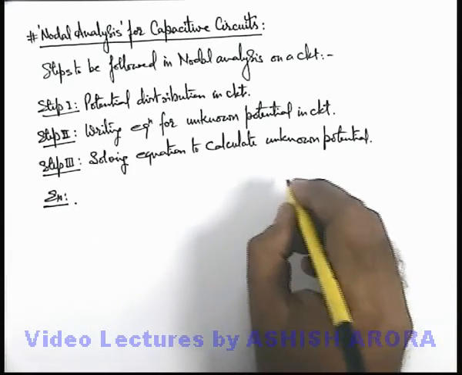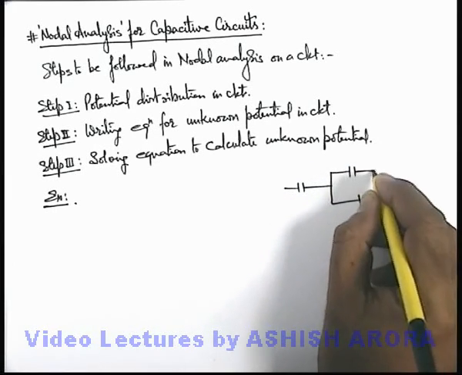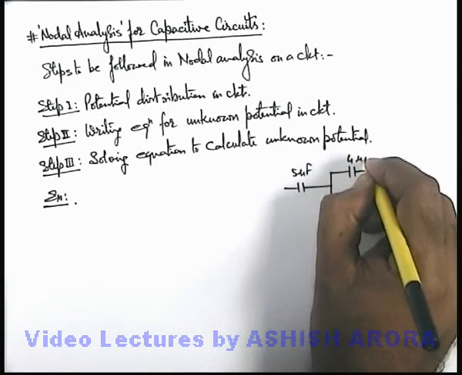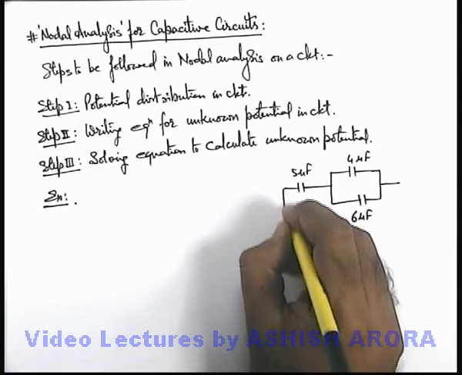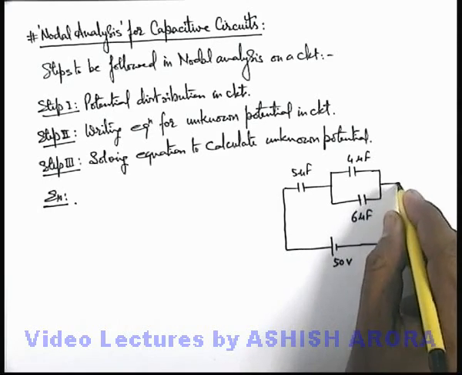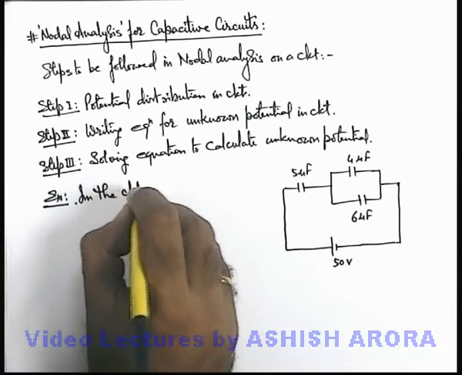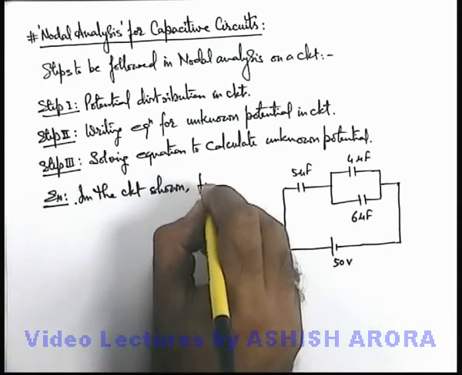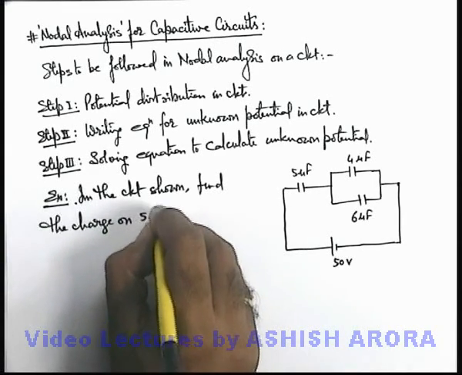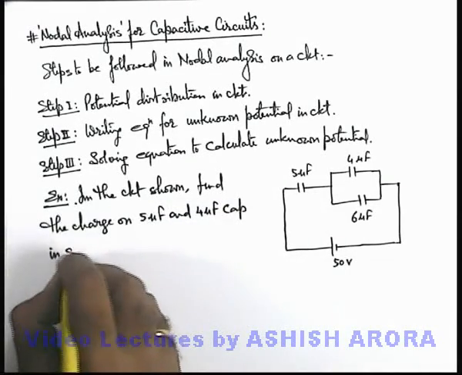Say we are given a capacitive circuit which I am drawing here in the picture. You can see there are two capacitors connected in parallel combination and one is in series. Say this is 5 microfarad, this is 4 microfarad, this is 6 microfarad, and the combination is connected across a 50 volt battery. The example says: in the circuit shown, find the charge on the 5 microfarad and 4 microfarad capacitor in a steady state.